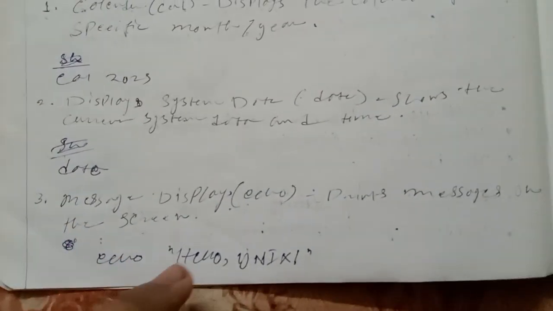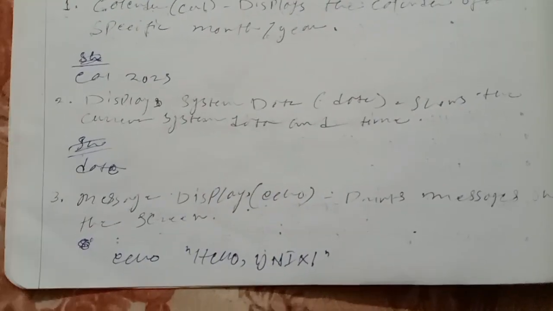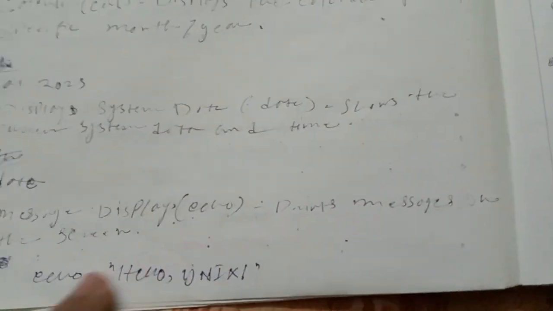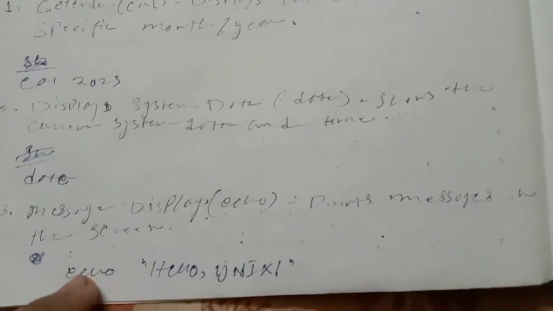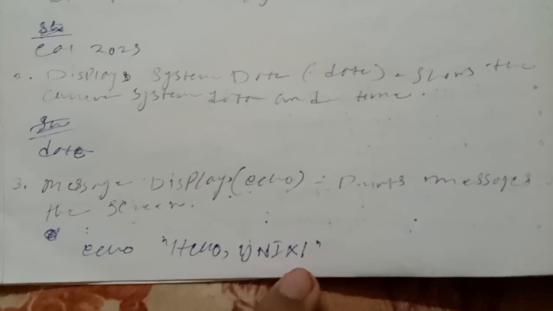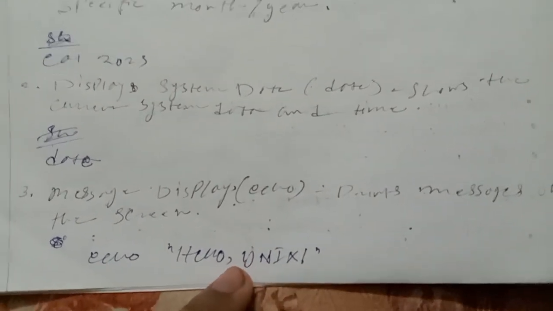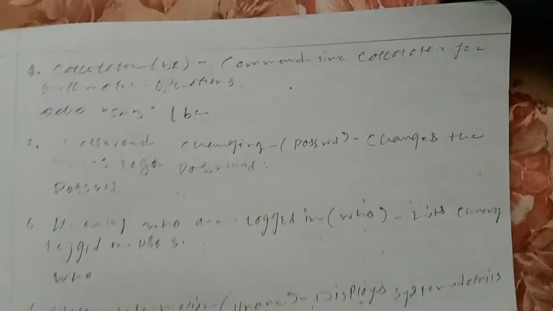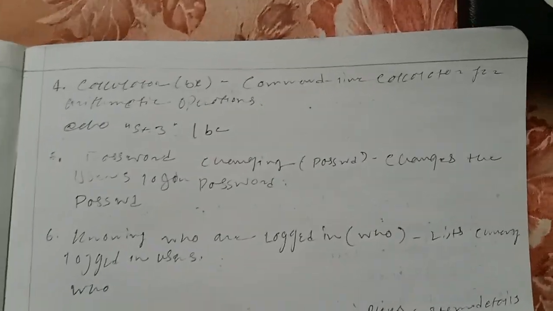Easy peasy. The third thing is message display, echo. As I said before, the echo command will help. It displays messages, any messages. It prints messages on the screen. Suppose you want to print your name or whatever, like echo, and inside the double quotes you have to write what you want to display, and it will. Okay, let's go.